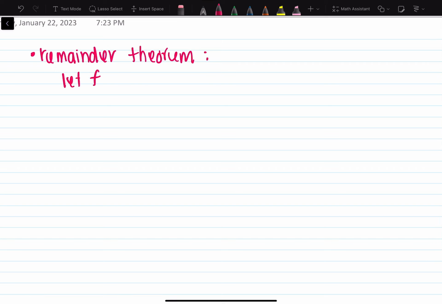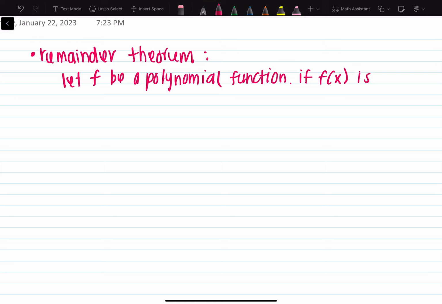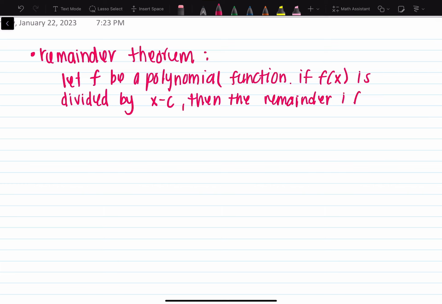Let f be a polynomial function. If f of x is divided by x minus c, then the remainder is f of c.